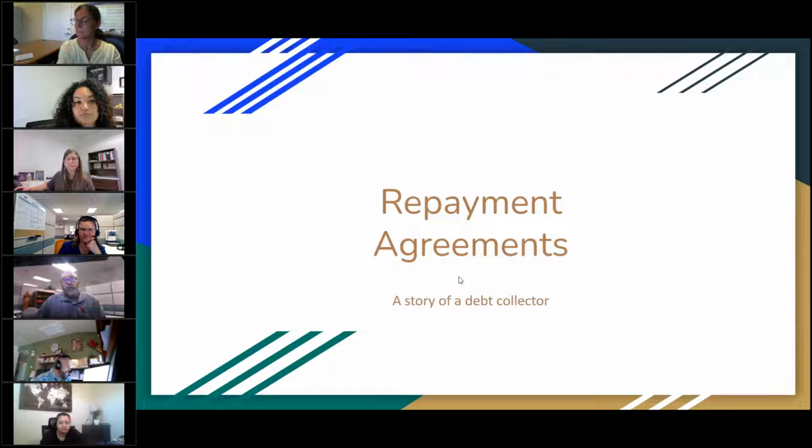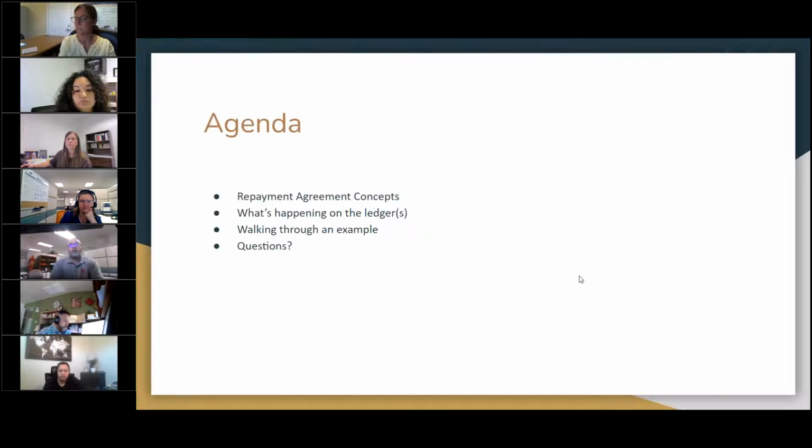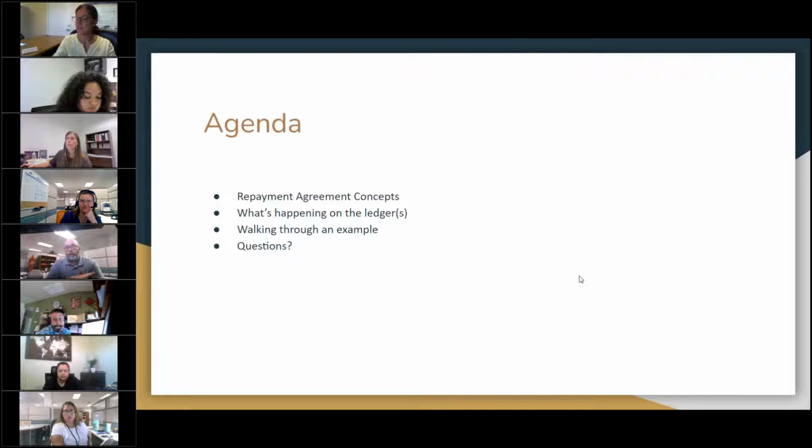All right, so today we are talking about repayment agreements. We're going to talk through the high-level concepts involved. Then we're going to look and see what's happening on the ledger and walk through an example. And then if there's any time left, we'll see if there are any questions. There will be a quiz at the end with the most random collection of prizes I think I've ever seen. So stay tuned for that.